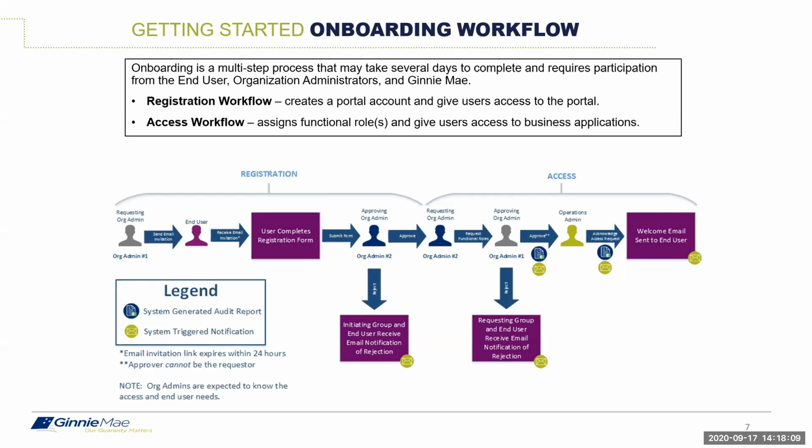Once that registration request has been approved and the account has been created, the organization administrator will then proceed to request functional roles for that user. You can request all the roles that are necessary for their business responsibilities, and once you have submitted that request, another organization administrator will go in and approve or reject that request for functional roles to be assigned to the end user. Again, if you are the person who requested the functional roles, you cannot be the person who approves the functional roles.